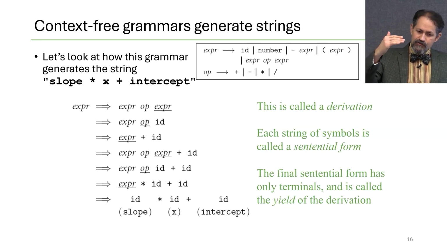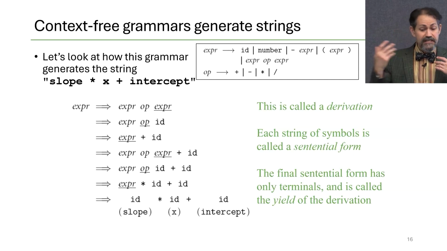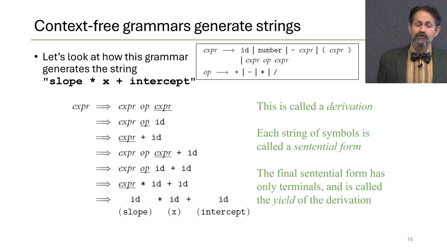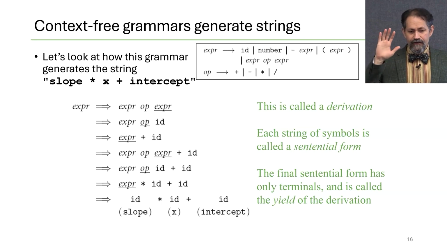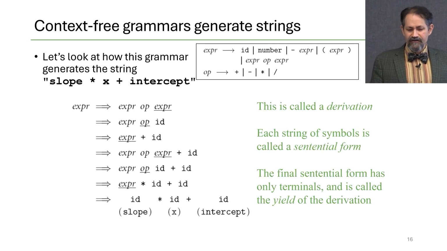So each string of symbols along this path from the original expression to the final expression that we have is called a sentential form. Okay, so those are strings of symbols. They could be non-terminals and terminals. But when we get to the end, we have only terminals because we're done deriving this expression. And that's called the yield of the derivation, right? So we start with expr and we apply a number of these productions, one after another, until we get a final sentential form that has only terminals, and that's the yield.